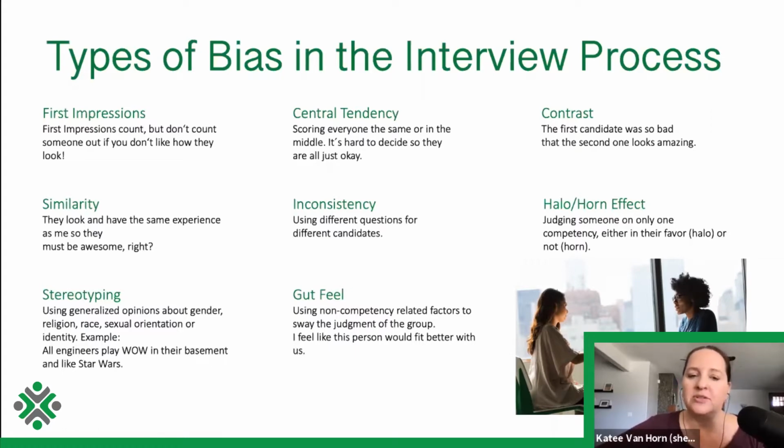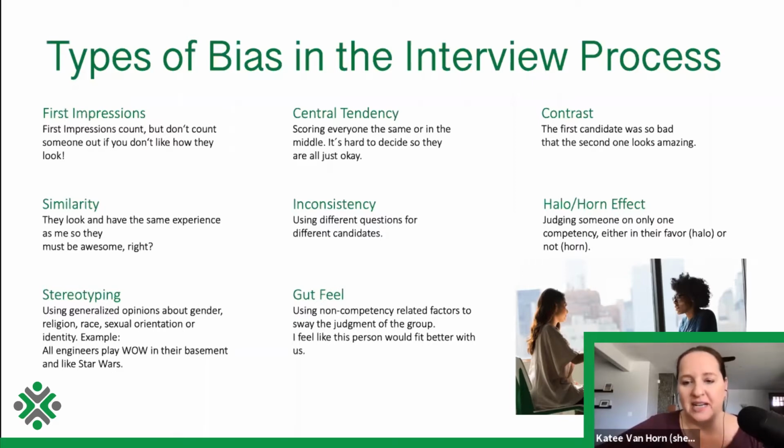The second one is central tendency. And this is basically you're scoring everyone in the middle. It's too hard to decide, or you don't want to be the person that is being too tough on the candidates. So you're not actually making a decision. You're scoring everyone in the middle. And unfortunately, that doesn't help us to get to the right candidate for the role. So just be thoughtful about how you're scoring folks.